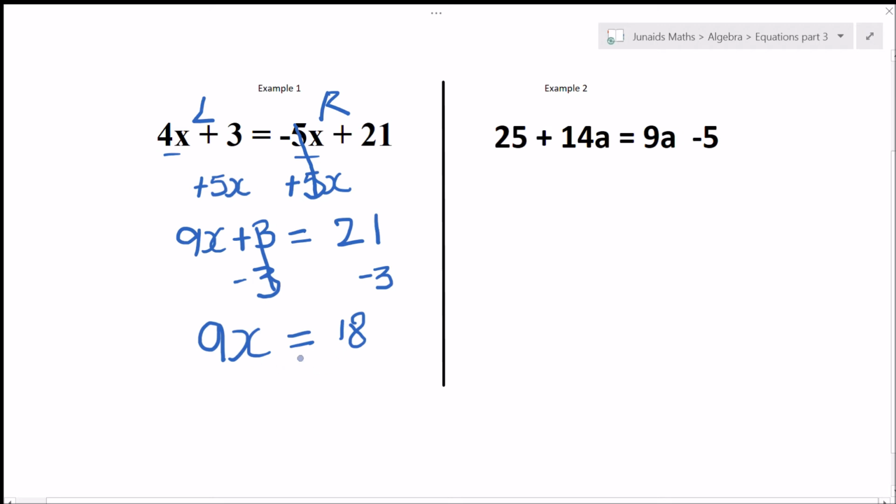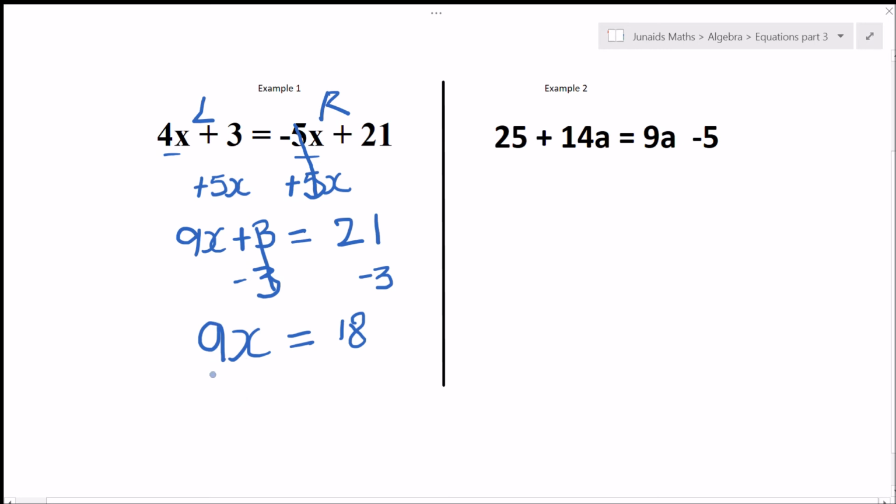This is a very simple and easy looking form of equation now, that 9x equals 18, and we are going to figure out how much is 1x. And how are we going to do that? We know that there is a hidden times sign here. This 9x means 9 times x.